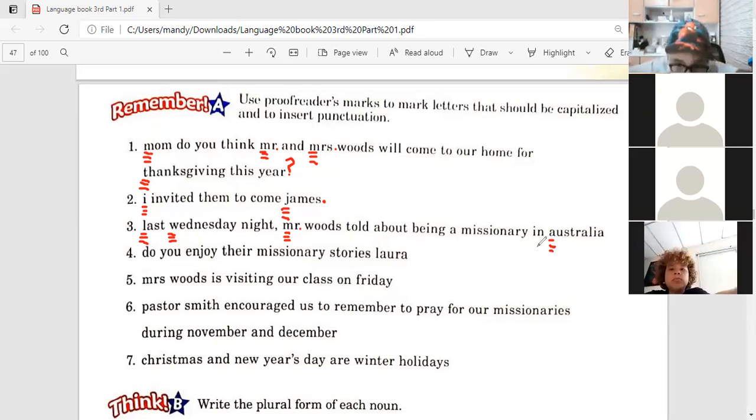But it's missing this one, Woods. This one is a proper name, the name of the man. So we write it with a capital letter. And at the end, what kind of sentence is this one? Last Wednesday night, Mr. Woods told about being a missionary in Australia. So this one is declarative, yes? So we write a period. Okay, that's good. Next one, Mateo Salmeron, number four. Do you enjoy your missionary stories, Laura? What is that?